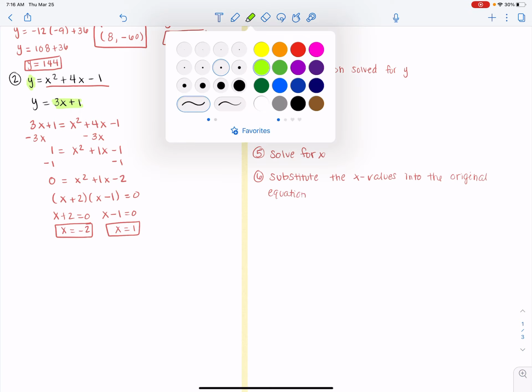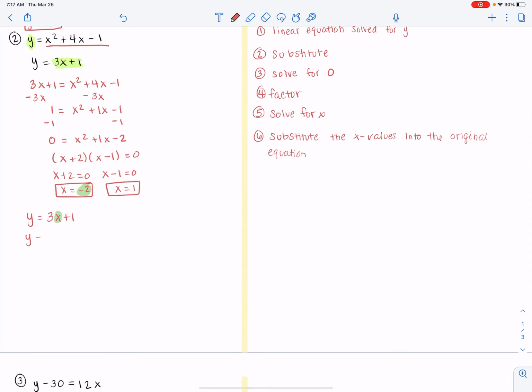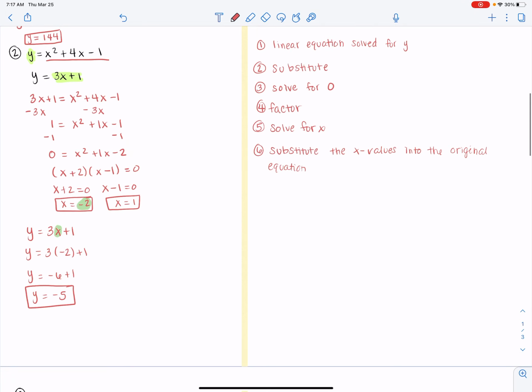So again, I'm going to use the linear equation just because I think it's easier. So if x is negative 2, then when I reuse my linear equation, I can put that negative 2 in place of x. I can substitute it there. So y equals 3 times negative 2 plus 1. So y equals negative 6 plus 1. So y equals negative 5. So if I put these two equations on the same graph, I would see them intersect where x is negative 2 and y is negative 5.